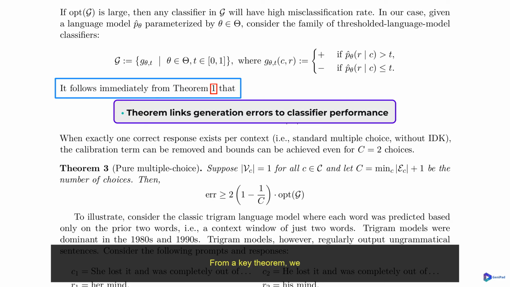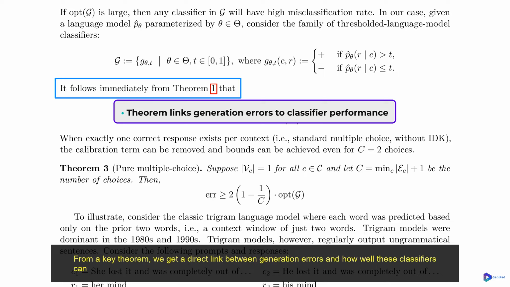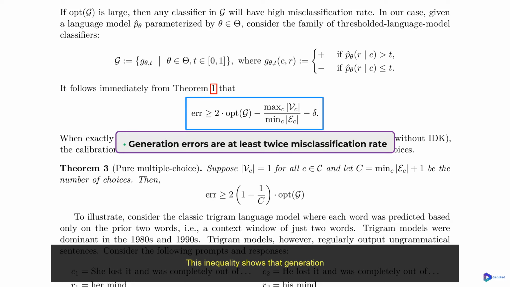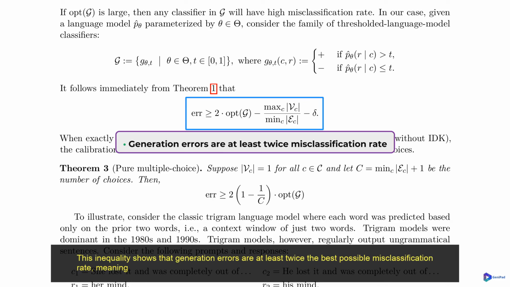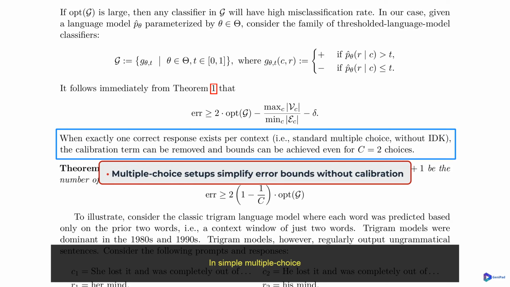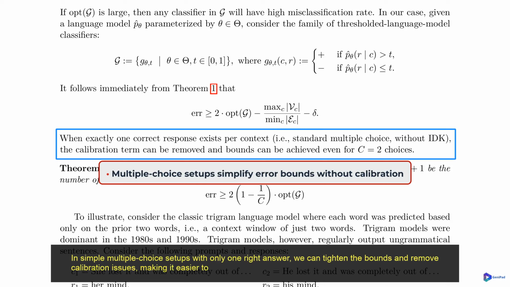From a key theorem, we get a direct link between generation errors and how well these classifiers can perform. This inequality shows that generation errors are at least twice the best possible misclassification rate, meaning models can't avoid making some mistakes no matter how we tweak them. In simple multiple-choice setups with only one right answer, we can tighten the bounds and remove calibration issues, making it easier to see the error limits, even with just two choices.